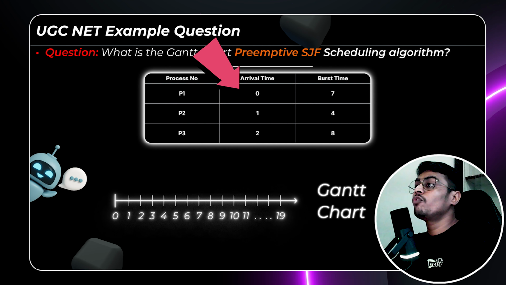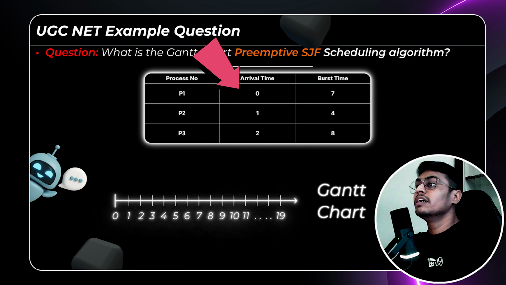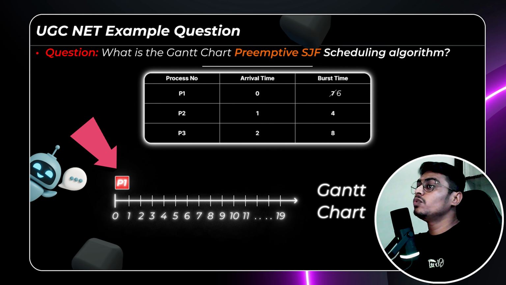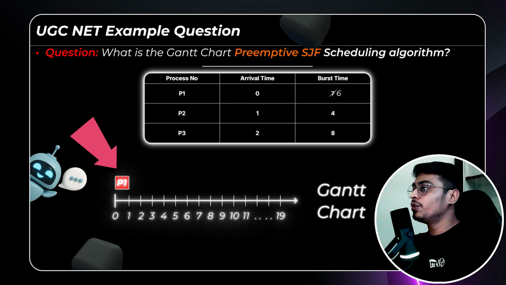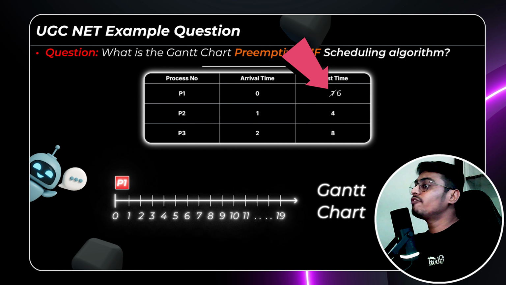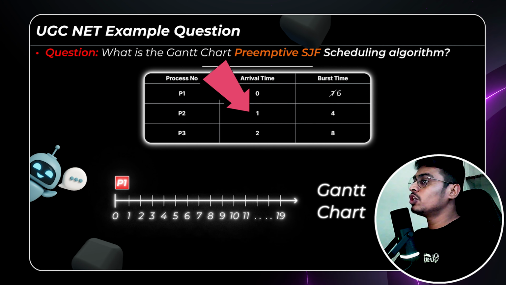Now at time 0, which processes have already arrived and are ready? Only P1 has arrived. So first of all, we run P1, but here it's preemptive. In preemptive, you have to keep in mind that we run P1 for only 1 unit of time, because after 1 unit we will check again if there is any other shorter job ready or not. Then reduce 1 from the burst time, because P1 ran for 1 unit, so the leftover is 6. P2 also came into the ready queue at time 1.